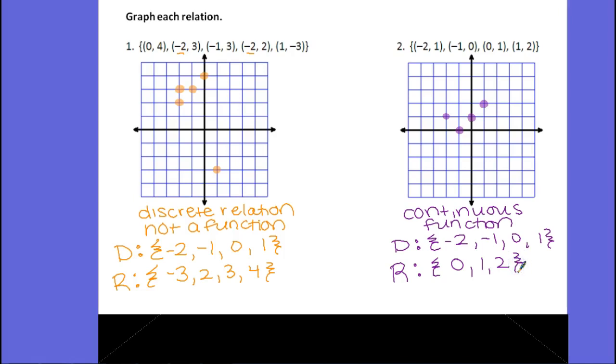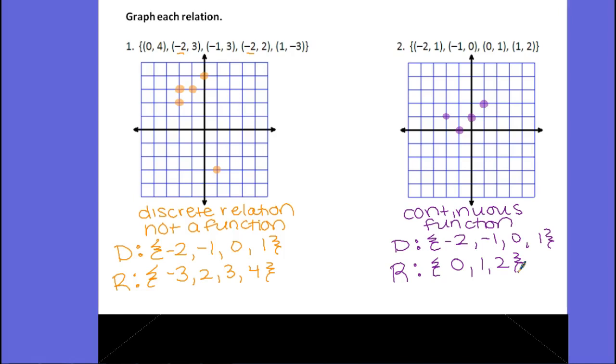But even though it repeats on the graph, we do not repeat it when we put it in our range down here. So if you had 1 repeated, erase that second 1. You cannot repeat range values. So when you write your domain and ranges, you cannot repeat the values in the set notation.